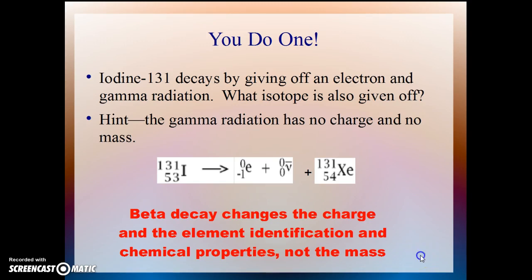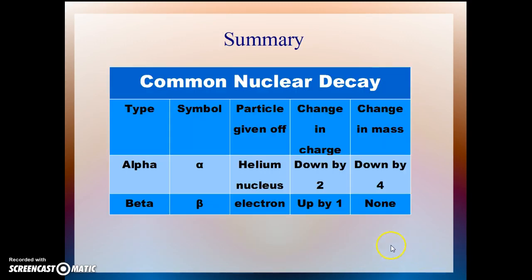Here are the two types of common nuclear decay that actually change the nucleus: alpha decay, beta decay. The particle given off, the change in the charge, and the change in the mass. This would be a useful table for you to memorize.